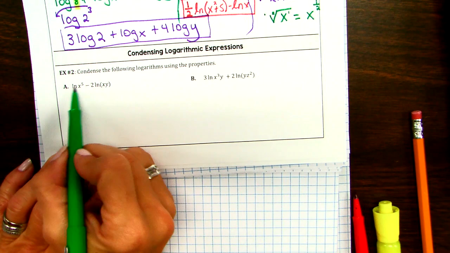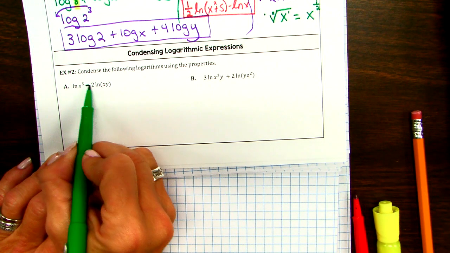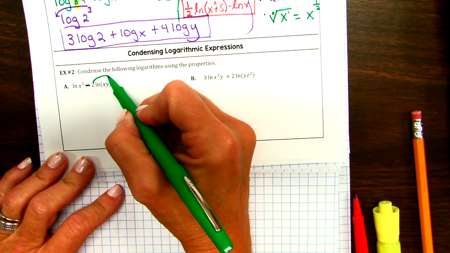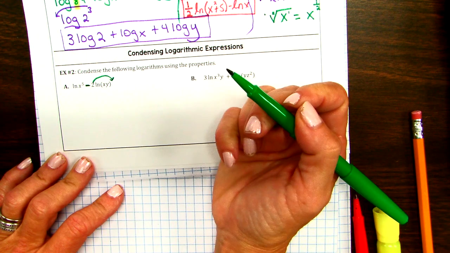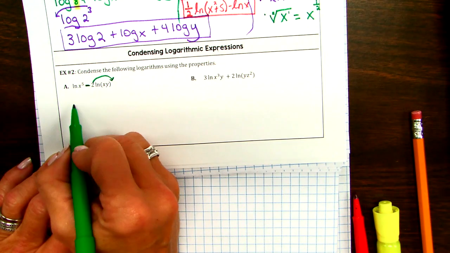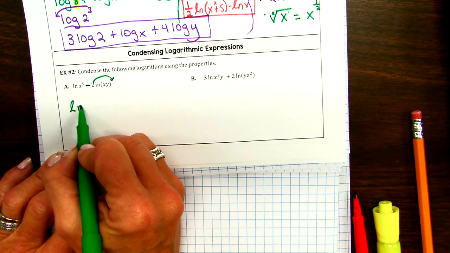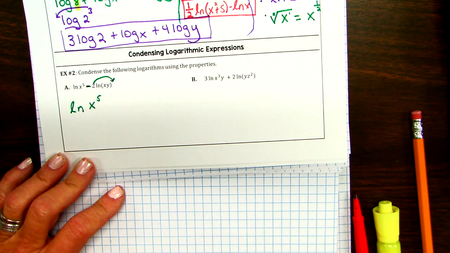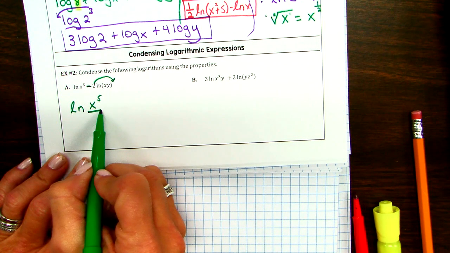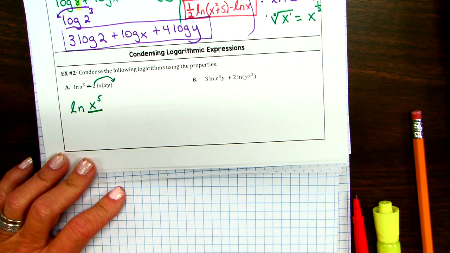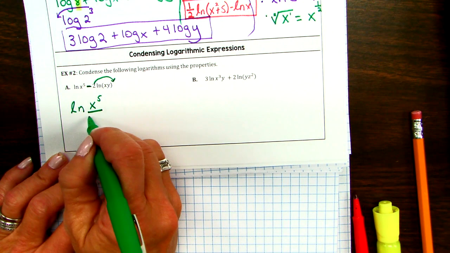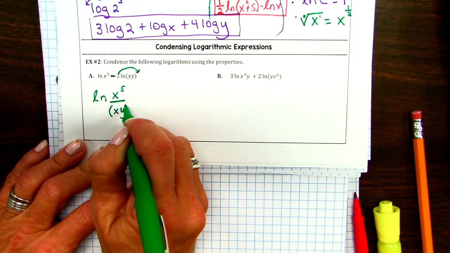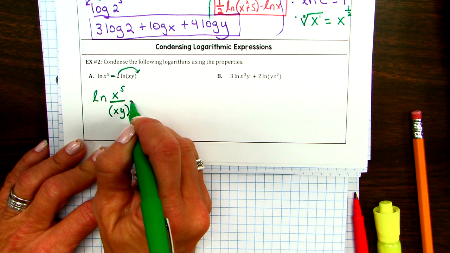Okay, so look and see what we have. We have subtraction, and I see a coefficient that should become a power. So this is going to be natural log of x to the 5th. Minus means divide. Don't write natural log again. And then in parentheses, x, y to the power of 2.